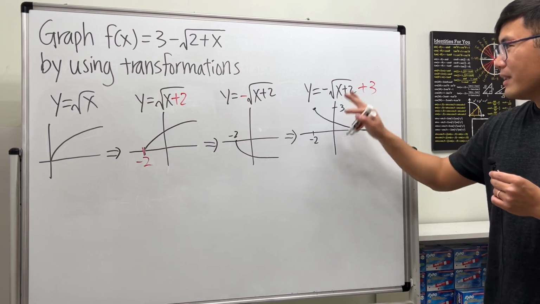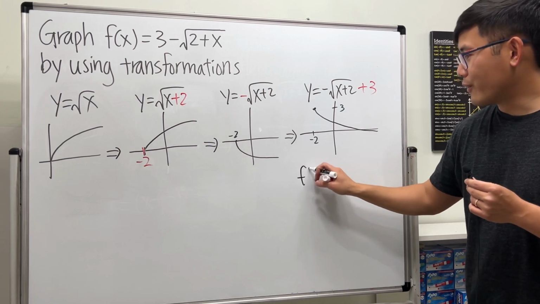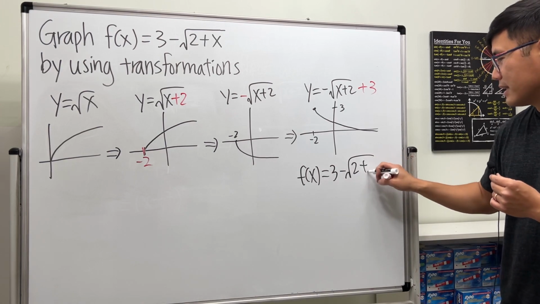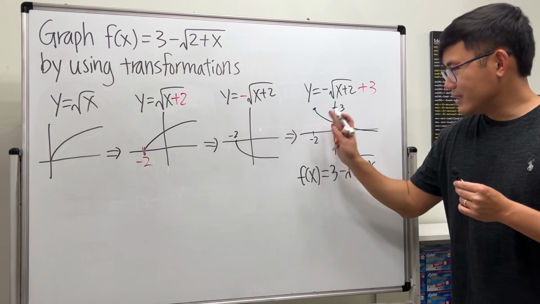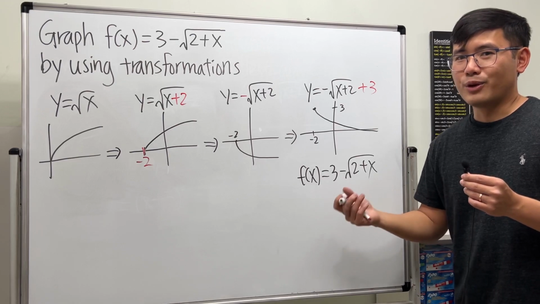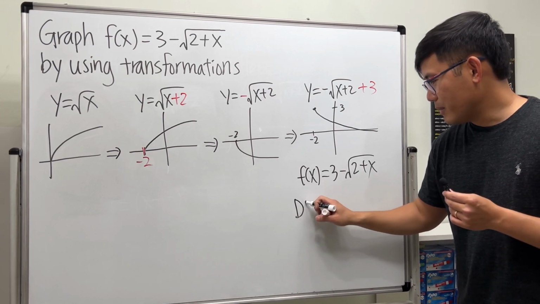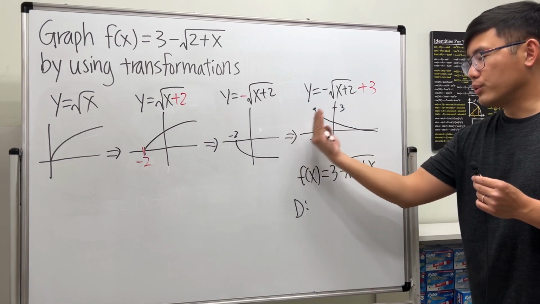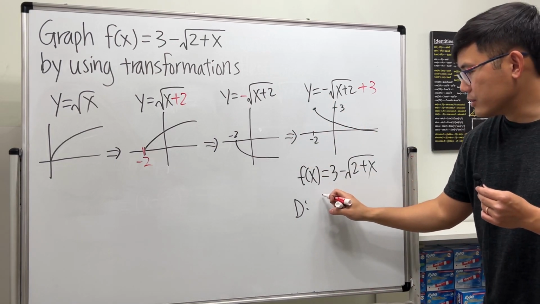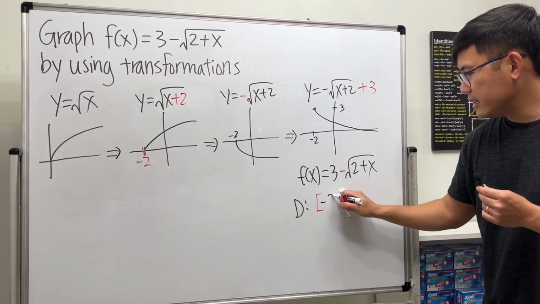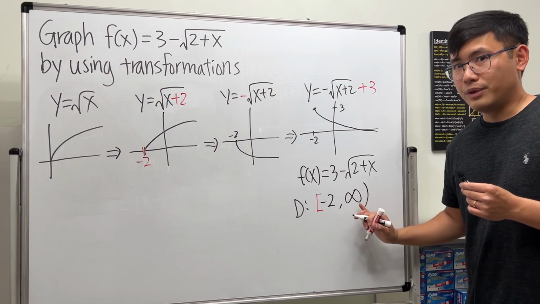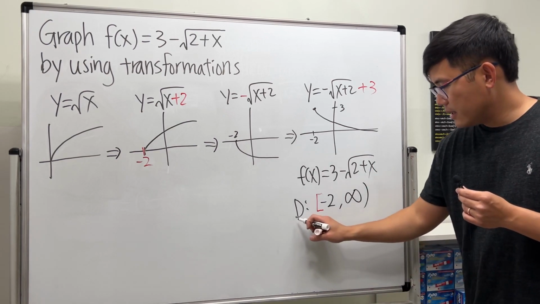Okay, finally, this is pretty much the graph for our function f of x equals 3 minus the square root of 2 plus x. And with this picture, it's much easier for us to tell the domain and also the range. The domain is what? Anything from -2 to the right, right? Including -2. So make sure with your bracket, -2 to infinity. Do not include infinity, right? So parentheses. Right, so that's the domain.